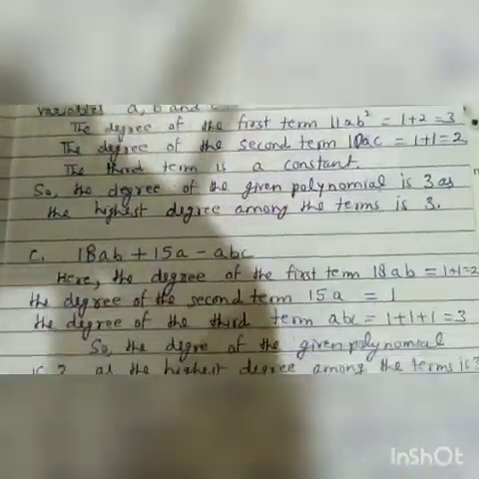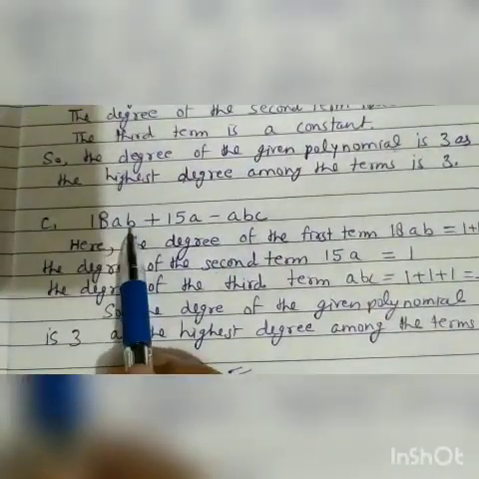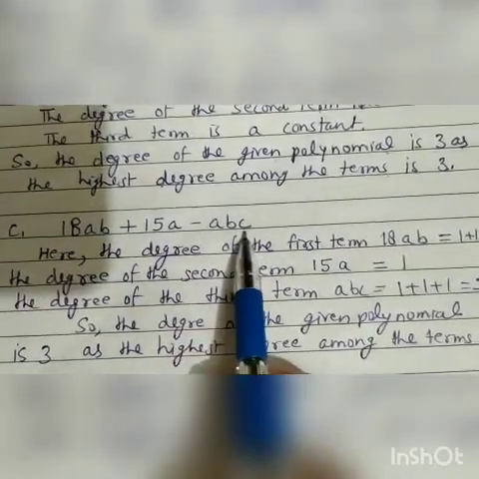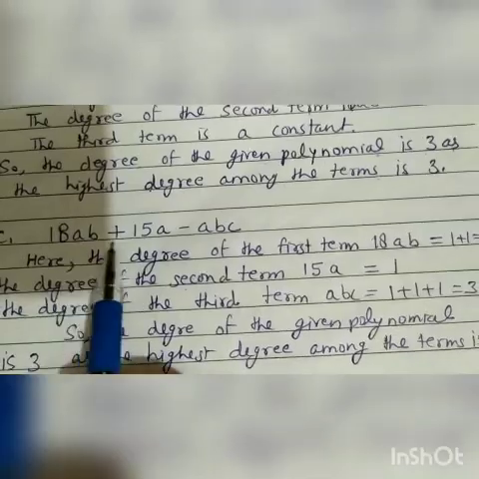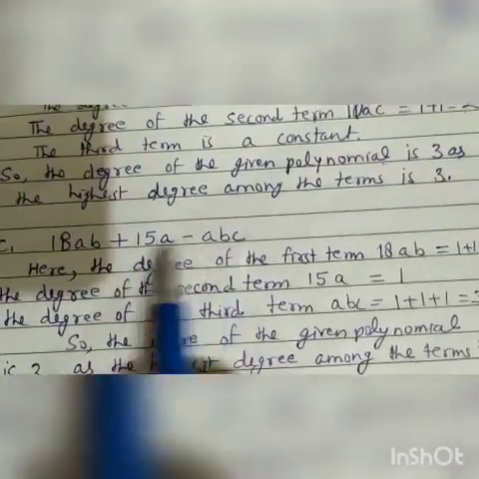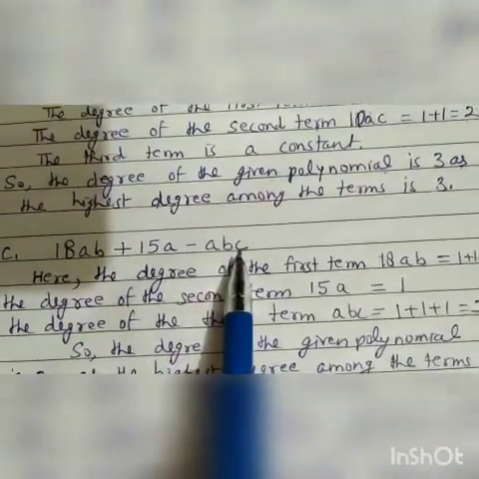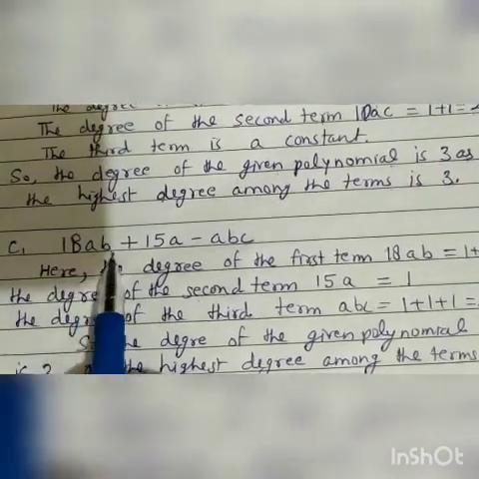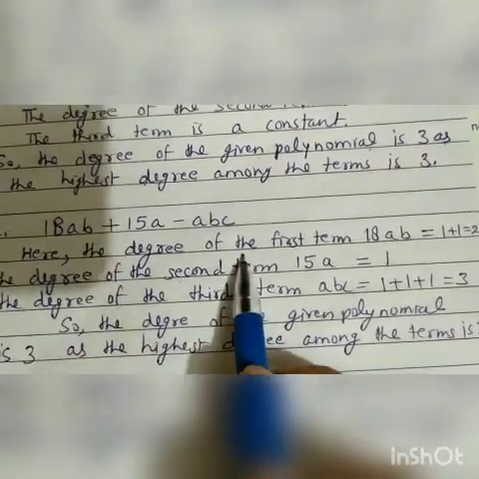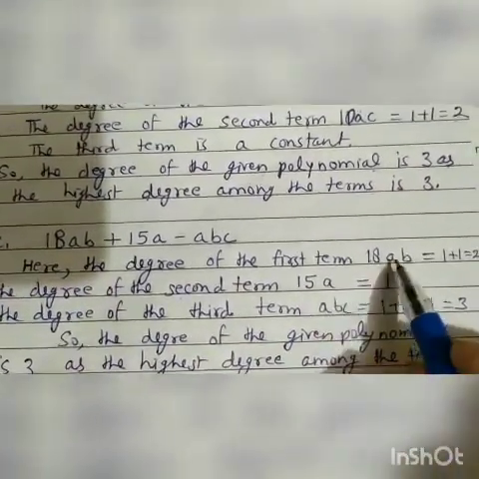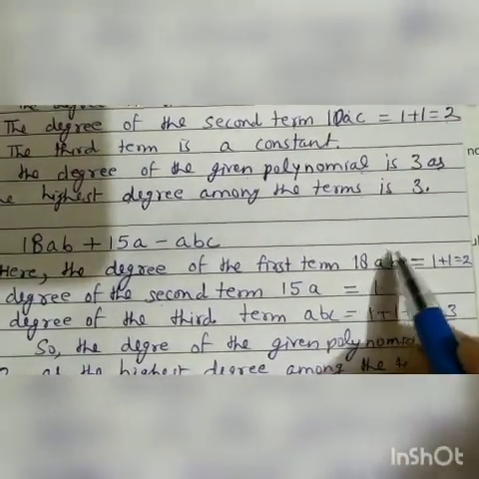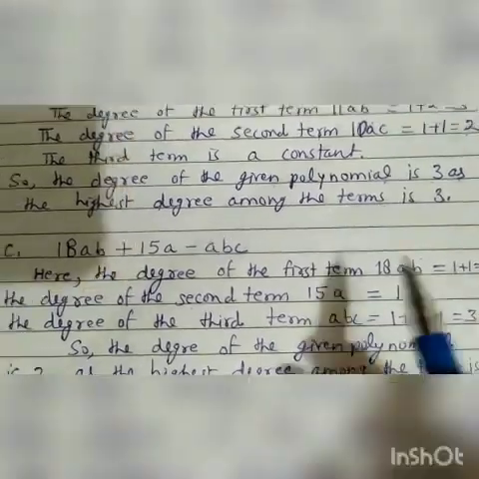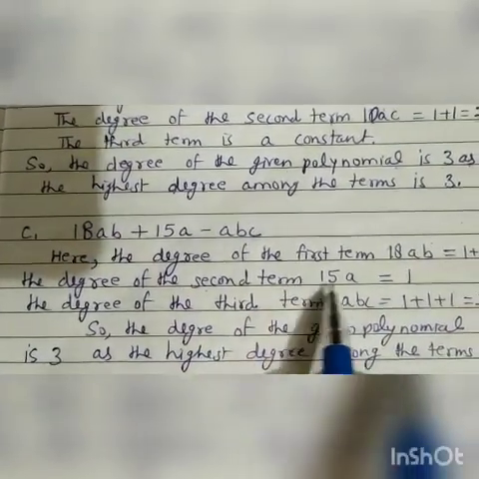Now come to part C. 18ab plus 15a minus abc. Again in this polynomial there are three terms. First term, second term, third term. If we see the degree of the first term 18ab, it is a power 1 and b power 1. 1 plus 1, 2. The degree of the first term is 2.